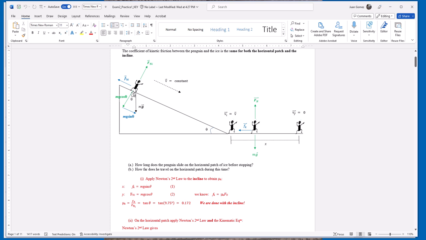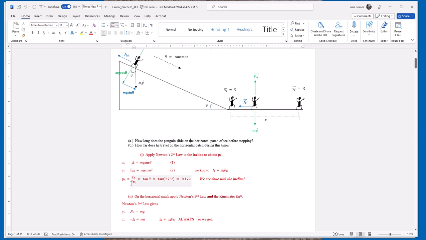Well, it's very simple. There's only two forces in the x direction. One's positive, one's negative. They better equal each other. There's only two forces in the y direction. One positive, one negative. They better equal each other. So in the x direction, we get Fk. Oh, let me pause this for a second.